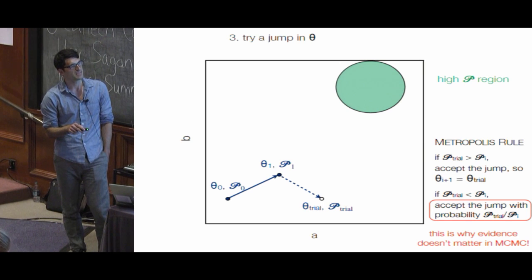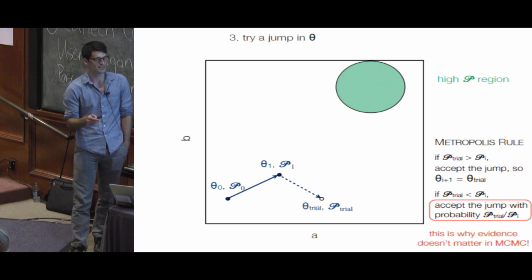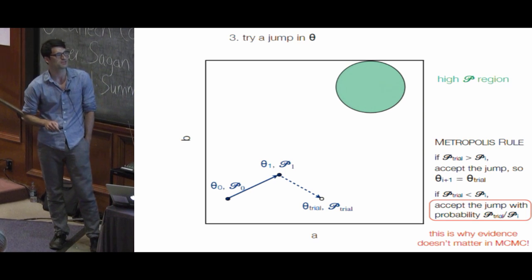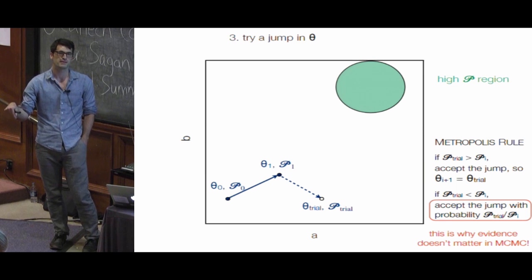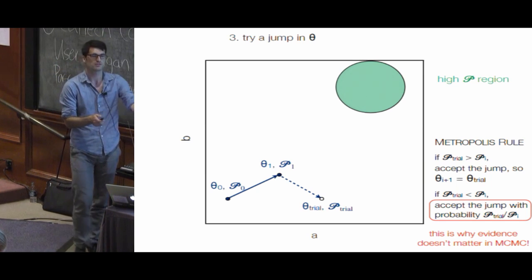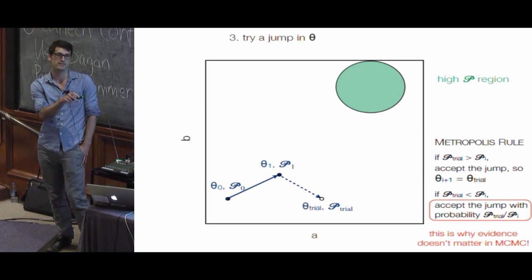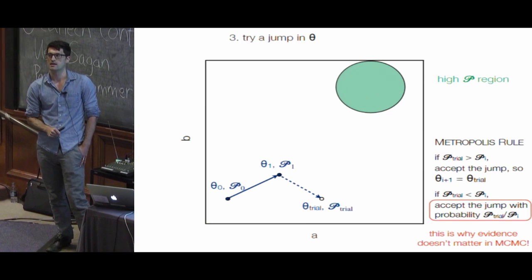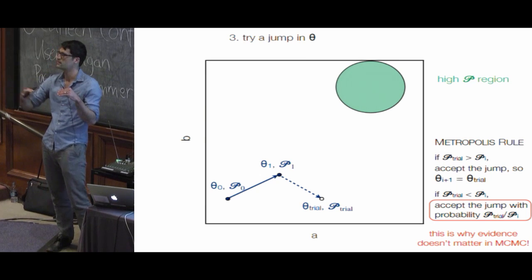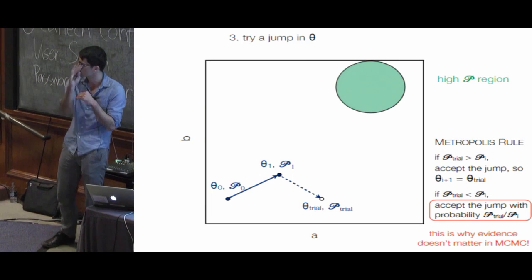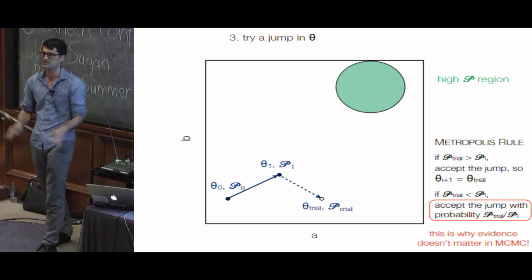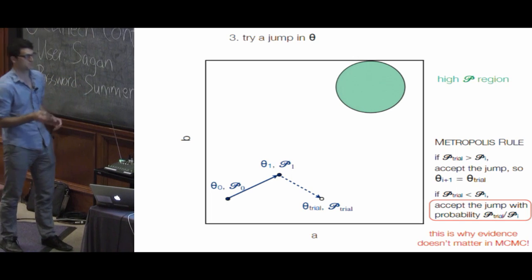Obviously if P trial is really, really bad, then this is not going to be accepted with great probability. It's very unlikely we'll proceed along that route. But this gives the algorithm the flexibility to get out of local minima. If we only accepted steps if they were better, we could get very easily trapped in local minima. So this gives it the chance to go uphill, to get out of those local minima and find deeper minima elsewhere in the parameter space.